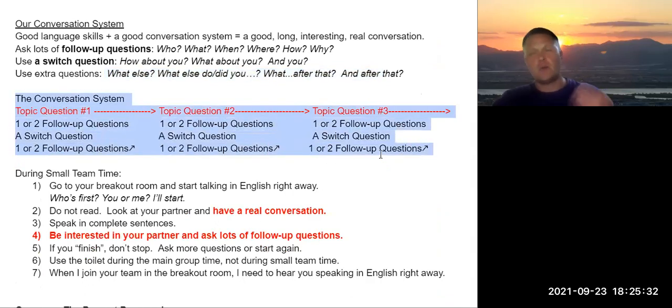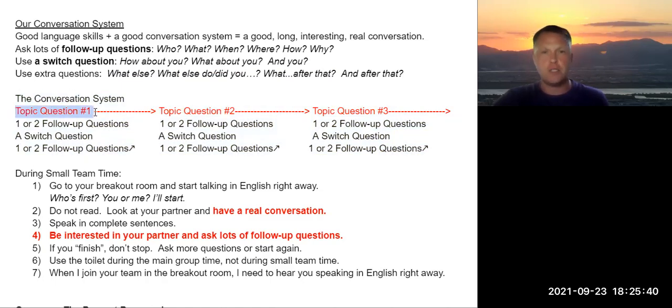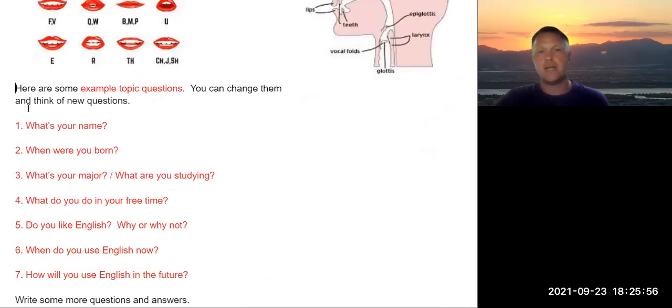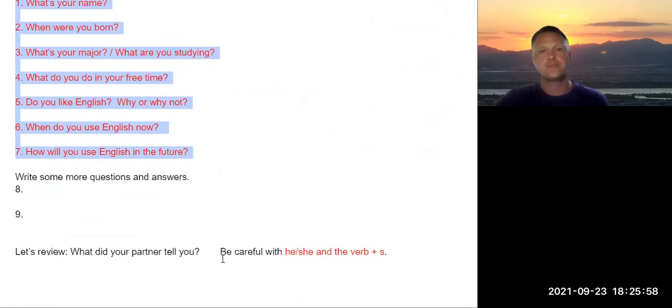And this is something we practice in every lesson, and it will help you prepare for the speaking test. This is what you need to be able to do for the speaking test. So you have a topic question, one or two follow-up questions: who, what, when, where, how, why, a switch question: how about you? One or two follow-up questions, a new topic question, and you continue, et cetera, et cetera. So again, these are the topic questions. Here are examples. You can make your own.